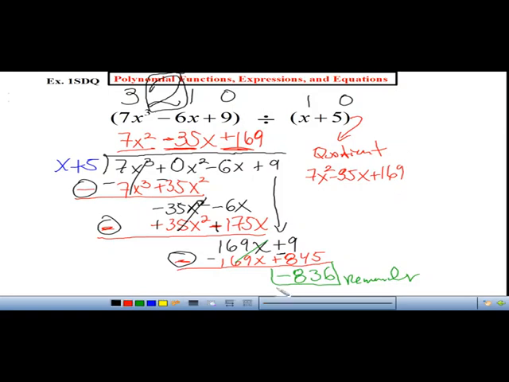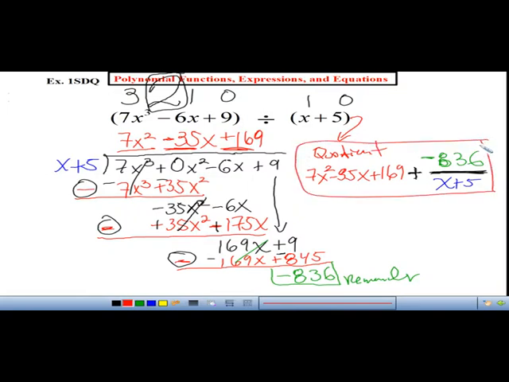For the remainder, if it's other than 0, we need to write this. Look up, put a plus sign, a fraction bar. So what is our remainder? Our remainder is negative 836. And what was our divisor? X plus 5. And this is our quotient. Woo, let's go.